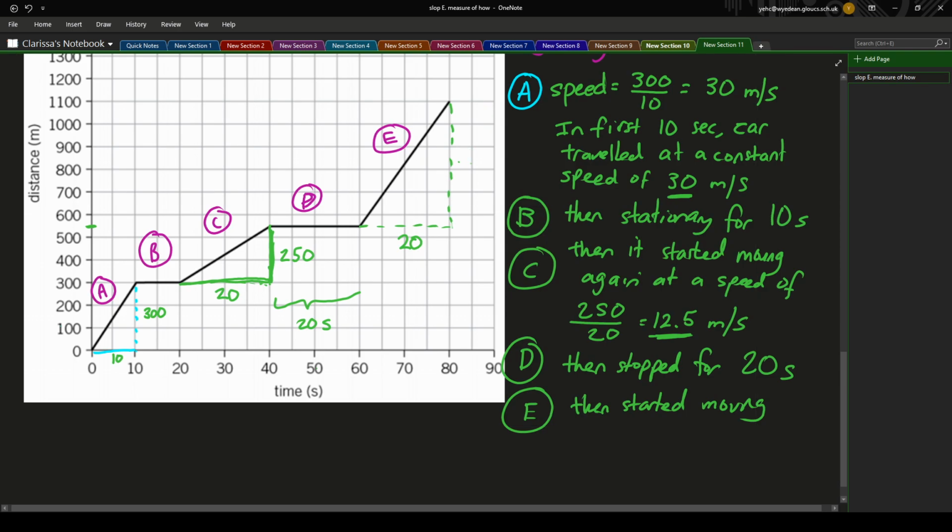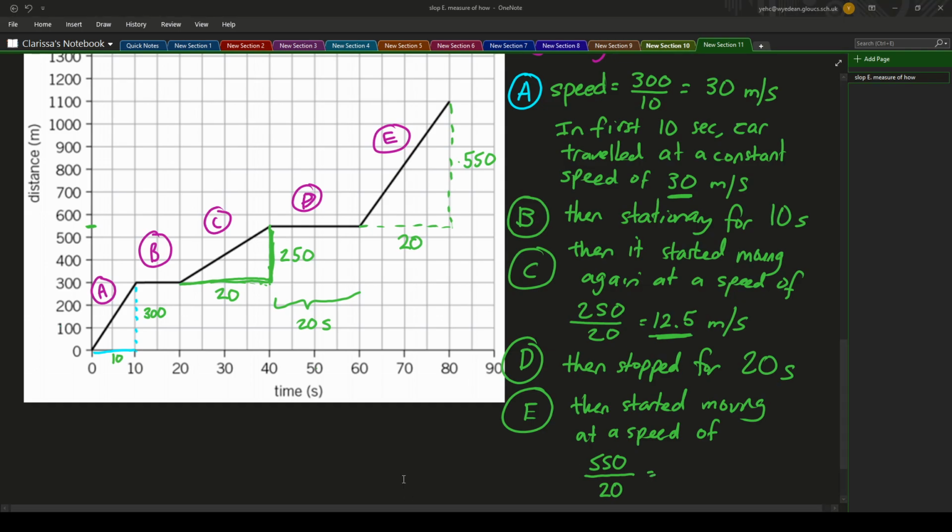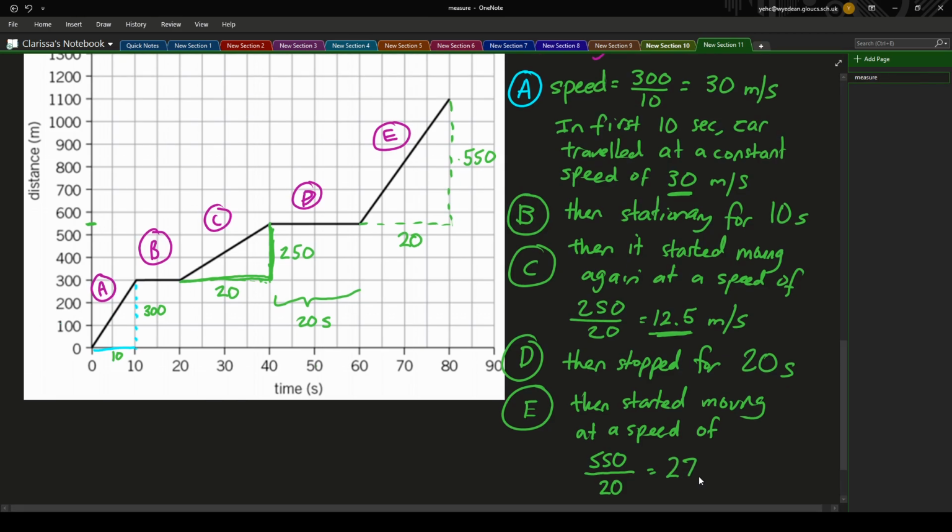So our change in y was 550. Then it started moving at a speed of, I'm calculating the gradient now, change in y over change in x, 550 divided by 20, 27.5. 27.5 meters per second.